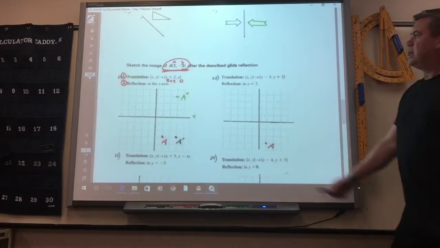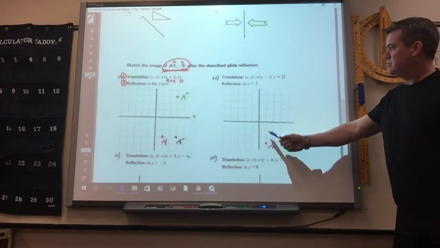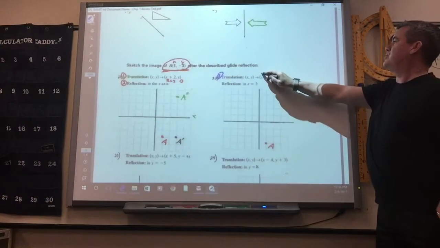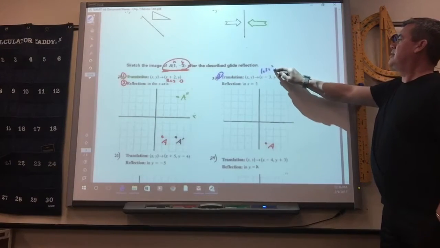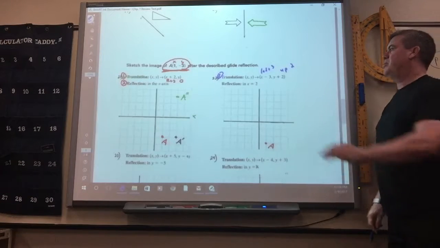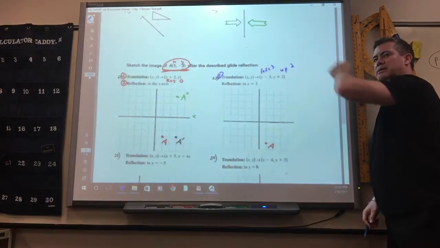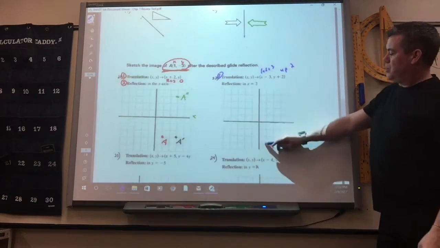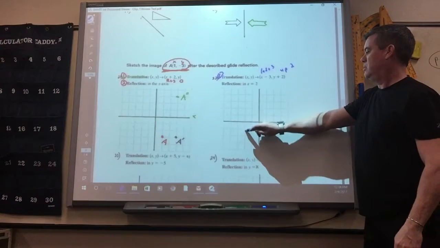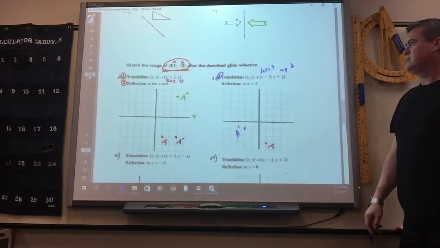Okay, for 22, again, we're starting in the same spot. 1 over 3 down. First, we translate it. X minus 3 means left 3. Y plus 2 means up 2. Remember, if it's negative, that's left and down. If it's positive, that's right and up. So we go left 3 and then up 2. So there's the new A prime.